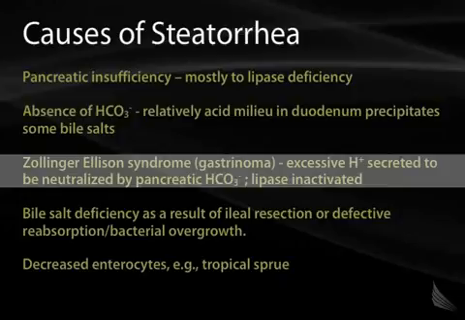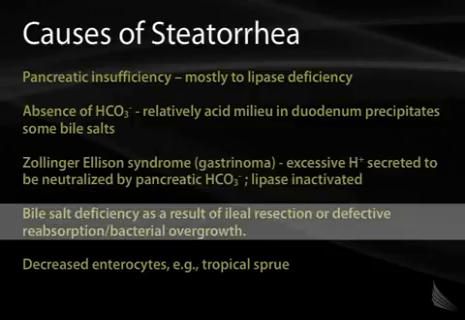Zollinger-Ellison syndrome results in excess acid production, and this cannot be fully neutralized by pancreatic bicarbonate. This results in an inactivation of pancreatic lipase, and malabsorption then occurs. Bile salt deficiency as a result of ileal resection or defective resorption or bacterial overgrowth in the terminal ileum results in decreased bile salts, decreased micelle formation, decreased lipid absorption, and therefore steatorrhea.